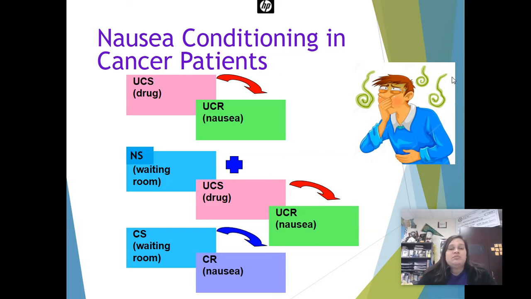This becomes a problem so much so that a lot of people who are cancer patients have learned that they shouldn't eat their favorite foods before they take their medication because it'll trigger a taste aversion.